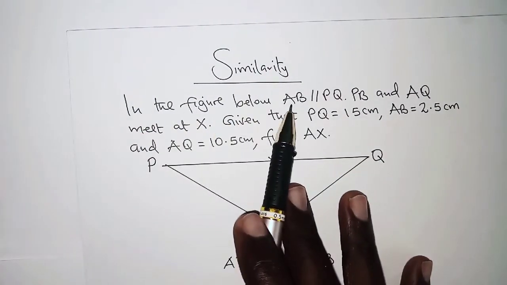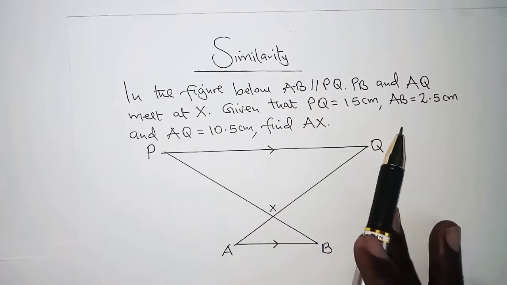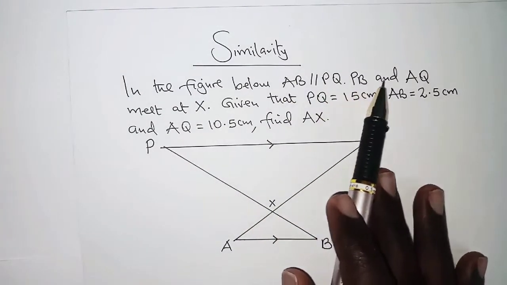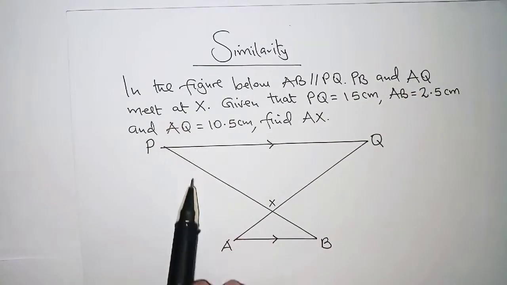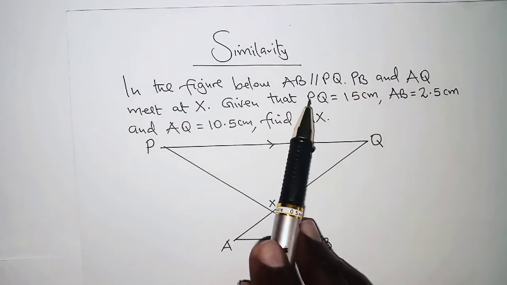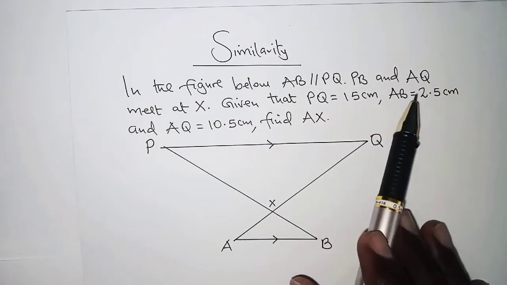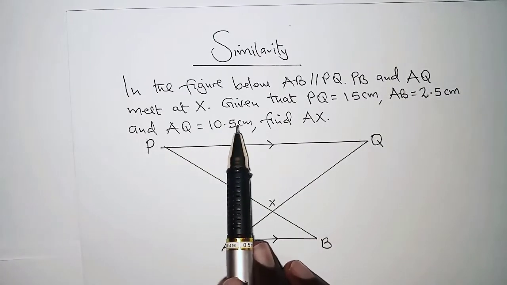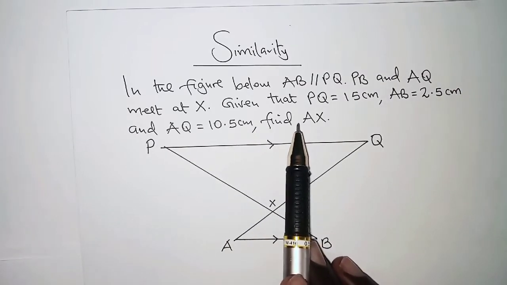In today's presentation, the question we have is about similarity, and the question goes as follows. In the figure below, AB is parallel to PQ. We can see it. PQ and AB are parallel. Then PB and AQ meet at X. Given that PQ is 15 centimeters, AB is 2.5 centimeters and AQ is 10.5 centimeters, find AX.